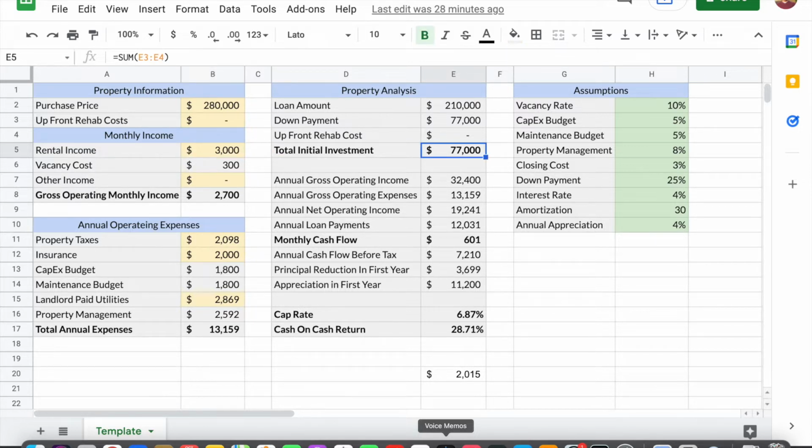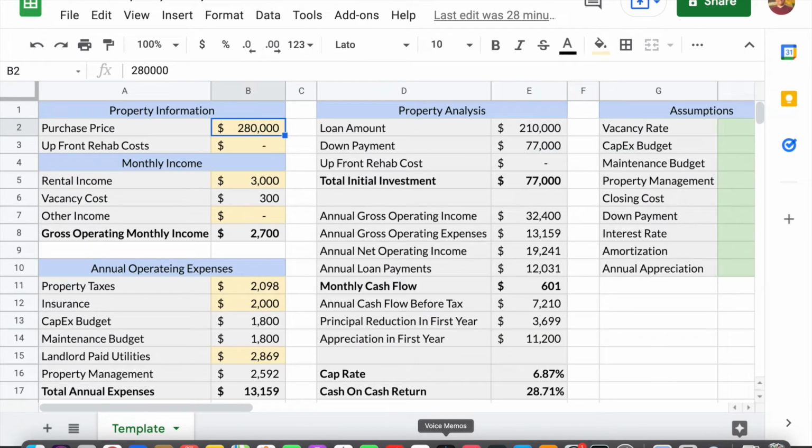The middle column shows the results of the analysis, which are all calculated automatically. Let's go over the left hand side column first. Cell B2 is the final purchase price of the property after negotiations, and cell B3 shows the initial cost of fixing the property if applicable. In this case, the purchase price is $280,000 and there are no rehab costs.